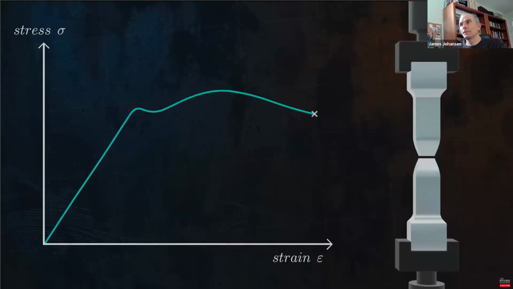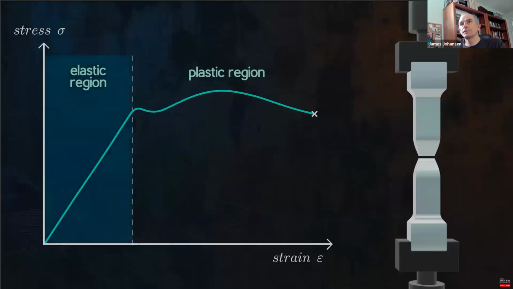The test ends when the material fractures. We can observe that the stress strain curve is split into two regions, the elastic region, where the curve is linear, and the plastic region. If the applied stress is low and we remain in the elastic region, the original dimensions of the component will be completely recovered when the applied load is removed.